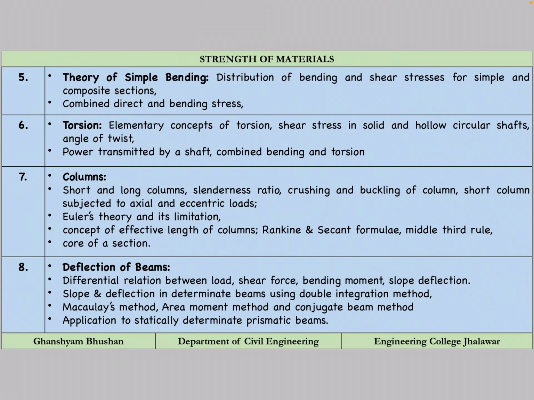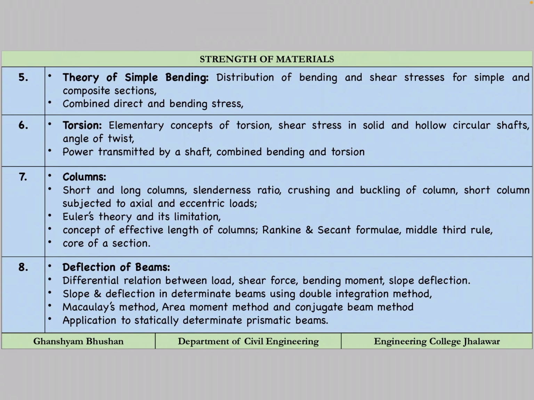After that, in the sixth chapter, we are going to see torsion. Bending moment is also a type of moment, and torsion is too, but the difference is the axis. If a moment is acting along the axial axis, then it is termed torsion.